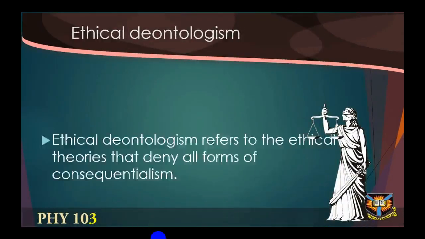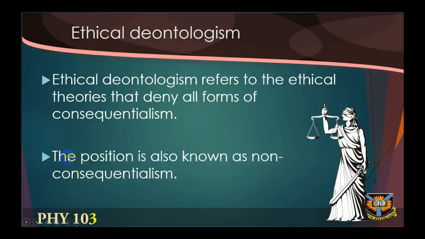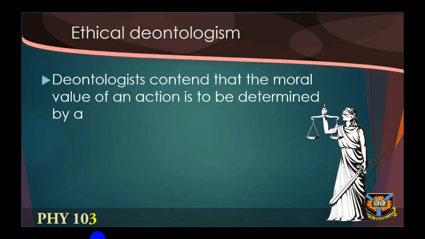Ethical deontologism. Ethical deontologism refers to the ethical theories that deny all forms of consequentialism. The position is also known as non-consequentialism. It denies that whether an action is morally right or wrong is to be determined by an evaluation of the consequence or utility of actions.